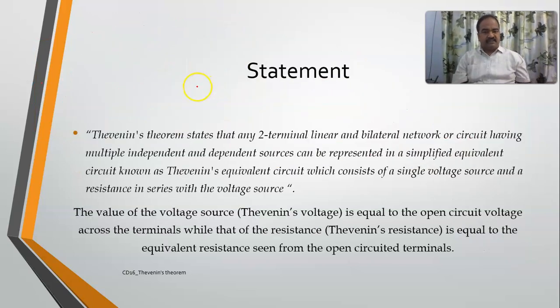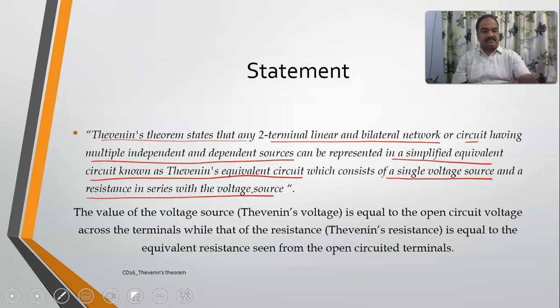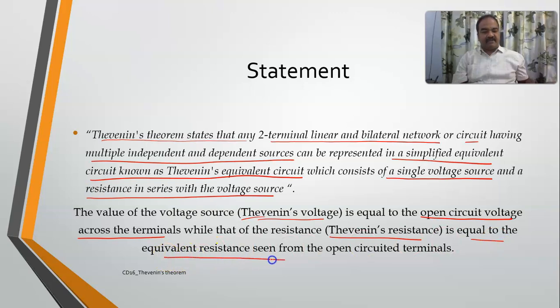So this is the statement. Thevenin's theorem states that any two-terminal linear and bilateral network or circuit having multiple independent and dependent sources can be represented in a simplified equivalent circuit. We call it Thevenin's equivalent circuit, which consists of a single voltage source in series with a resistance. The value of the voltage source, we call Thevenin's voltage. It is equal to the open circuit voltage across the terminals. While that of the resistance, we call Thevenin's resistance. It is equal to the equivalent resistance seen from the open circuited terminals.